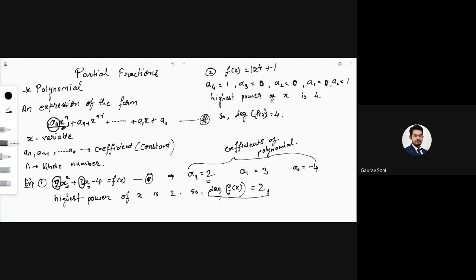Okay. Now, once you understand the degree and the polynomial, I'll just give you a third example and I will ask you whether it is a polynomial. x raised to 1 by 2 plus x minus 1 is equal to f of x. Fourth one, root 2 x minus 3 is equal to f of x.